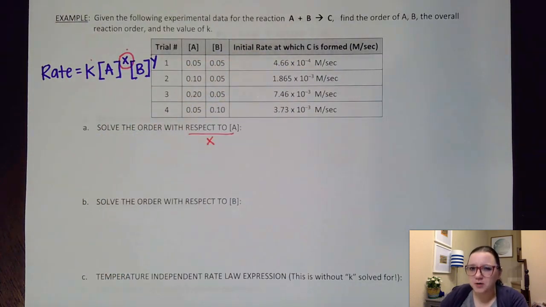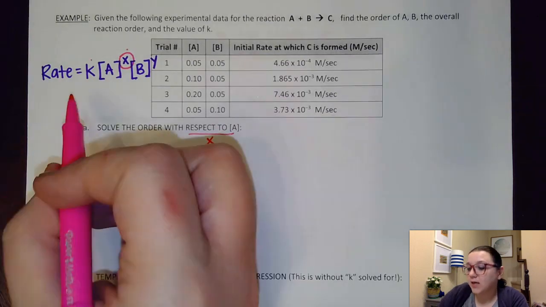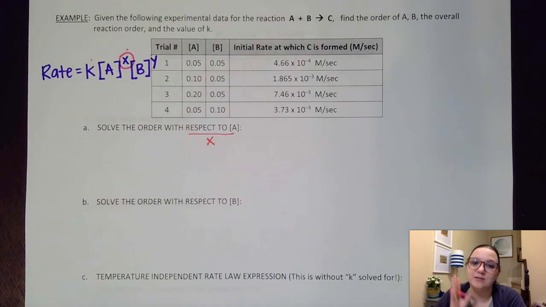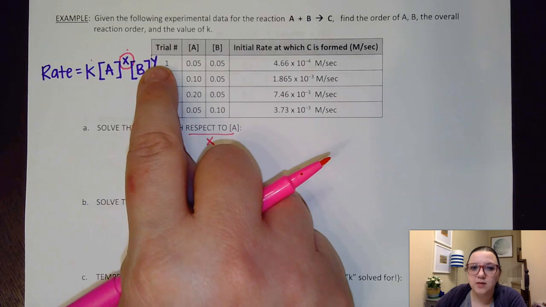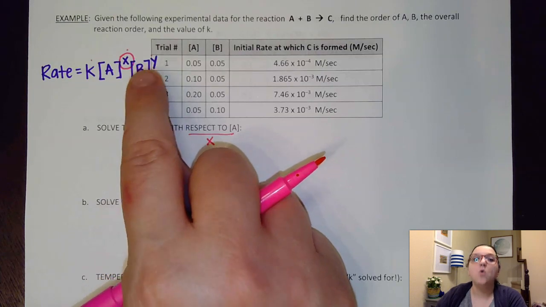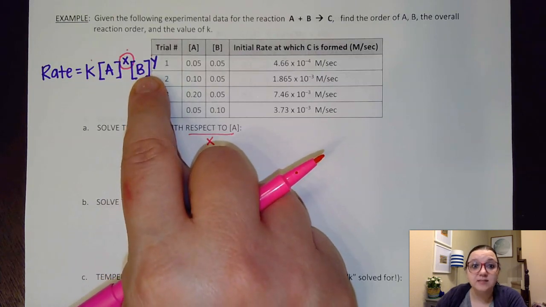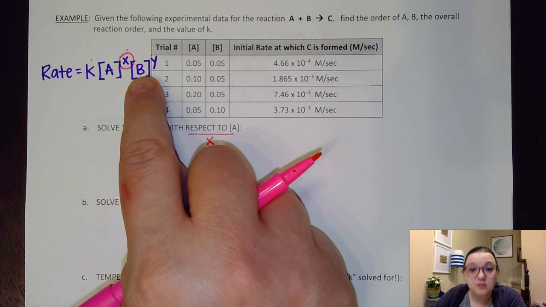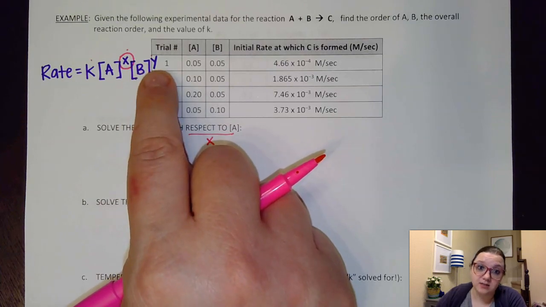And so what I want to do is be strategic in picking 2 of these trials where I can start to get some of these variables to eliminate out. Now, K being a constant will always eliminate out, so that's good news there. But I also want to get this Y to eliminate out. And the way I'm going to do that is if I pick 2 trials where B stays the same, it will cancel out along with that exponent.